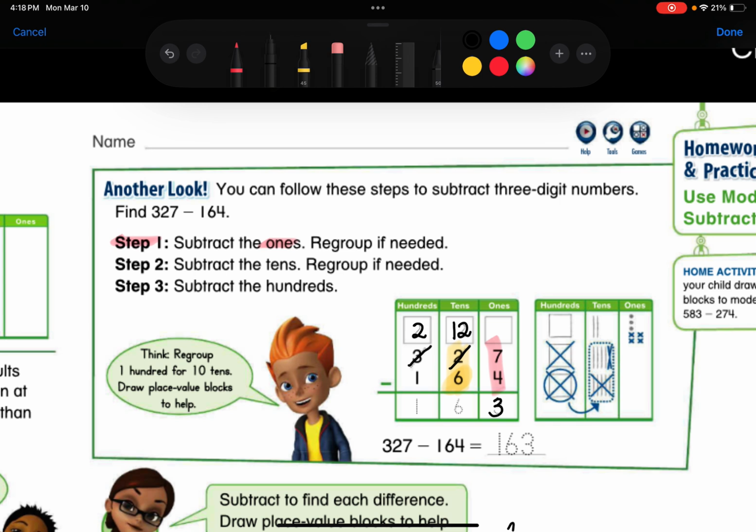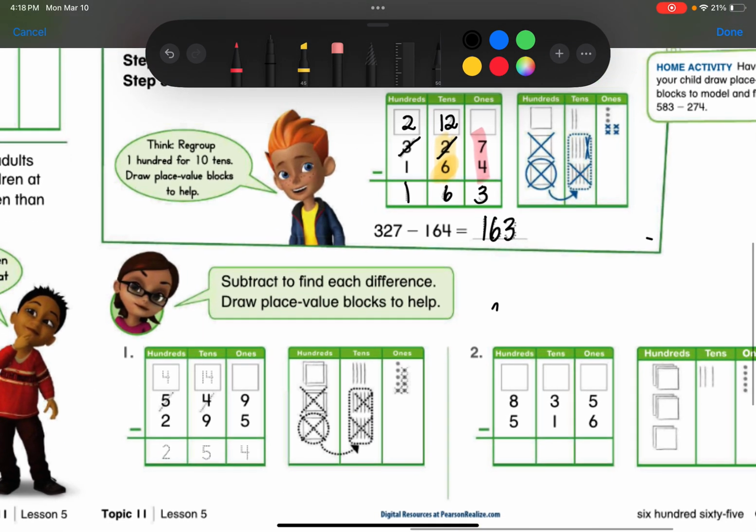Now we can go back and subtract. So 12 minus 6 equals 6. 2 minus 1 equals 1. So the difference is 163. All right, moving right along.